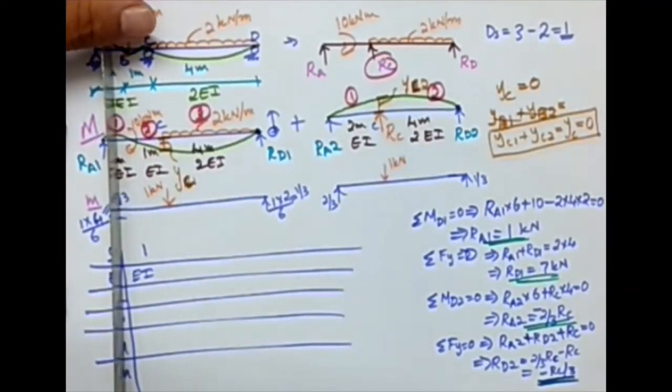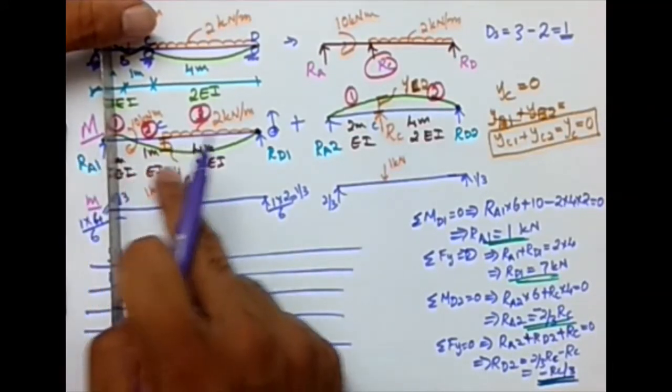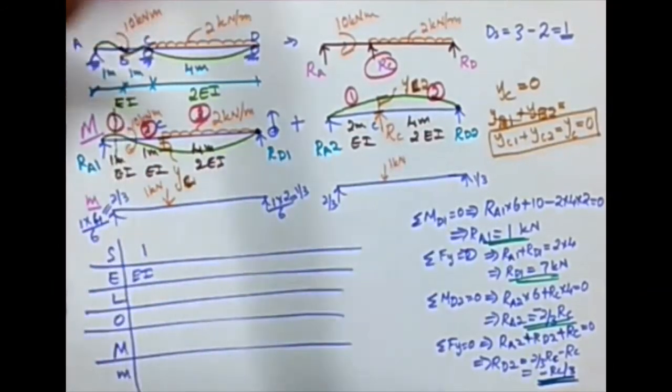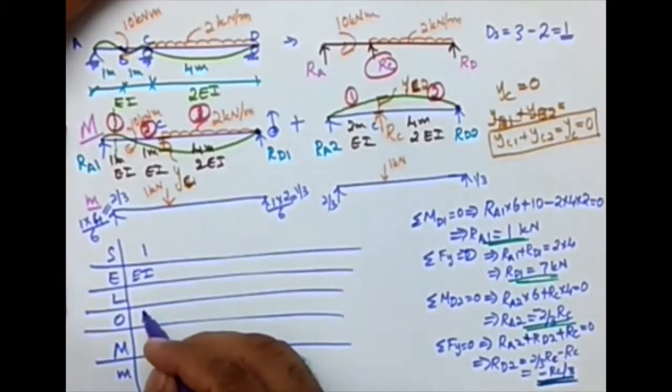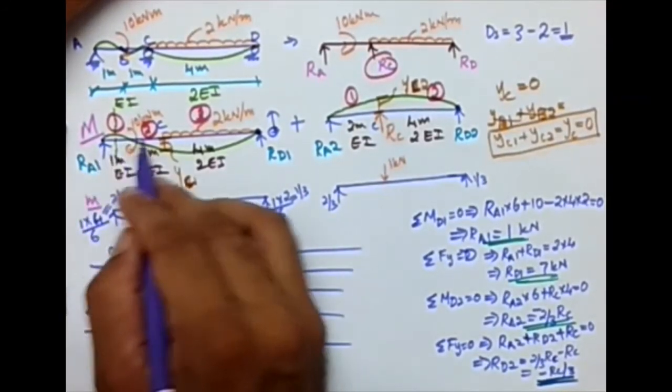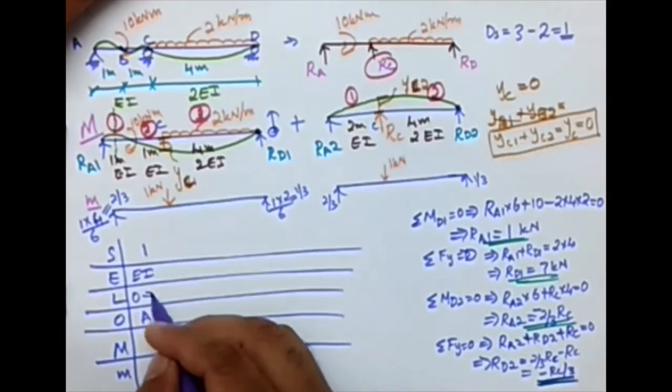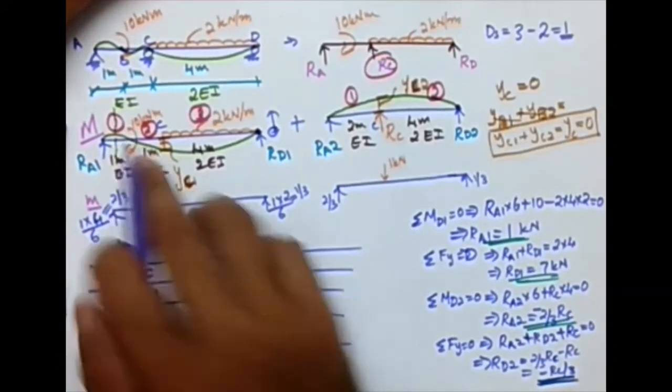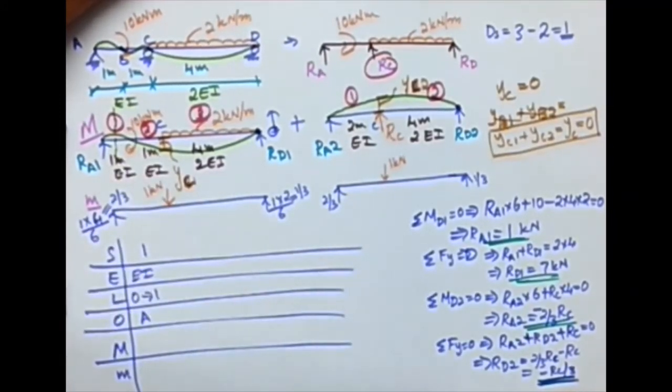That decides whether I should go to the left or right. On the left I'm having just 1 force, on the right I am having a lot of forces, so definitely left. So left is point A, so I'm taking A as origin. If this is 0, what is the limit? Limit is 0 to 1 meter. What about the expression for moment?